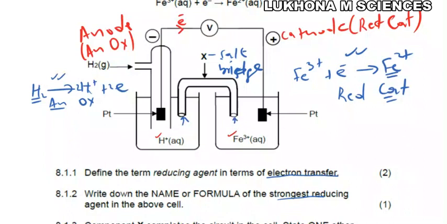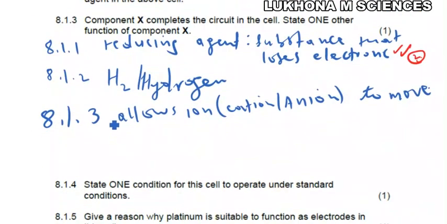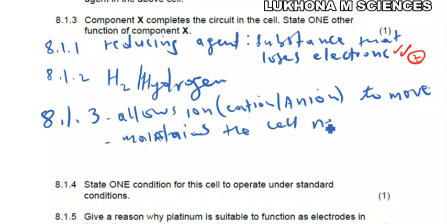Another function of the salt bridge is to maintain the cell neutrality. That is the salt bridge. Then we're done with this question. Let's go to question number 8.1.4.